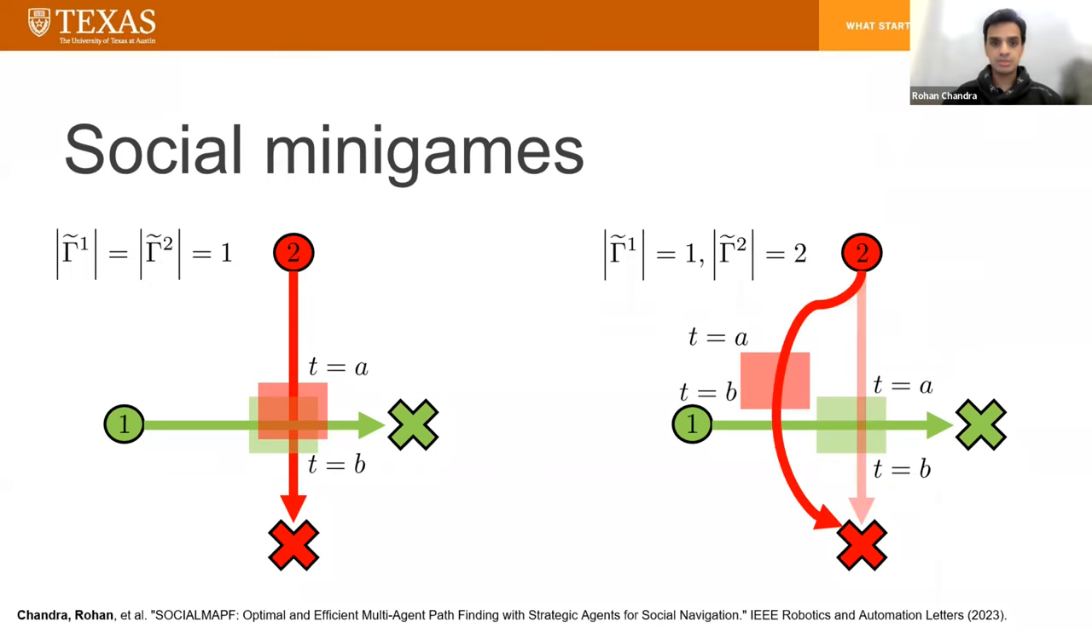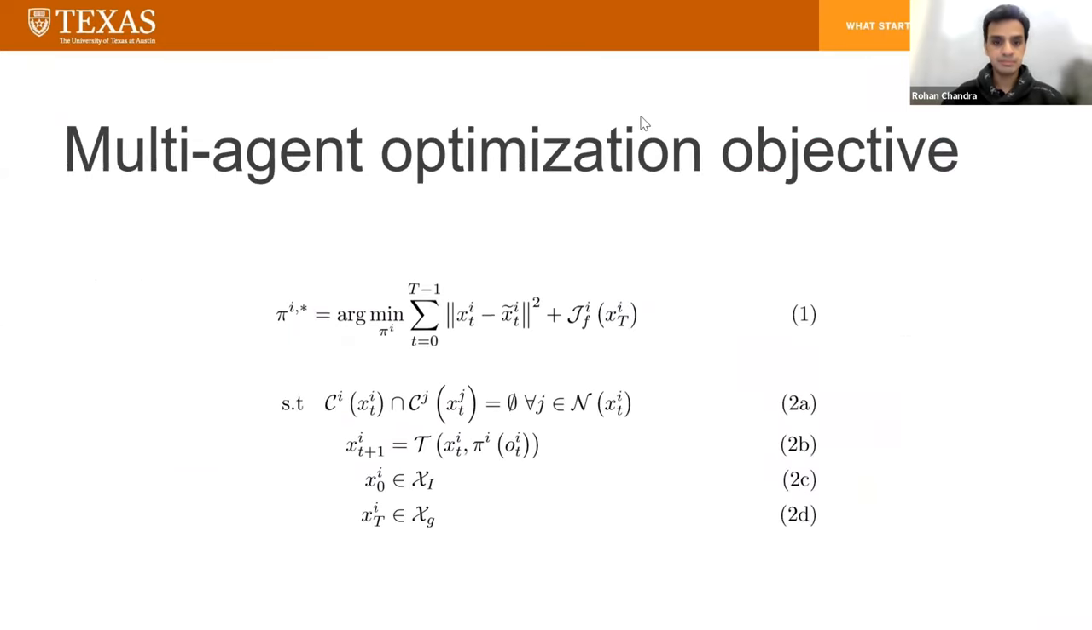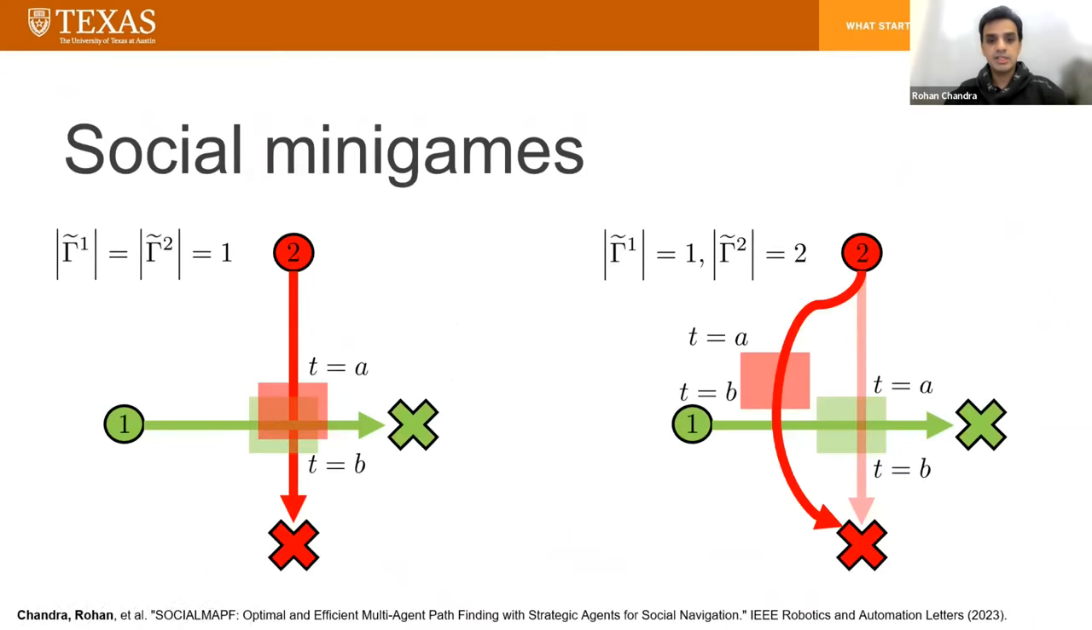Another way to think about social mini games is using another example. Here the left scenario remains the same. What changes in the right scenario is that the number of preferred trajectories for agent two increases to two. This means agent two has two preferred trajectories. However, only one of them is in conflict. The other preferred trajectory is not in conflict with the green's preferred trajectory. So this again violates the definition of a social mini game, because not all the preferred trajectories of one are in conflict with all the preferred trajectories of two.